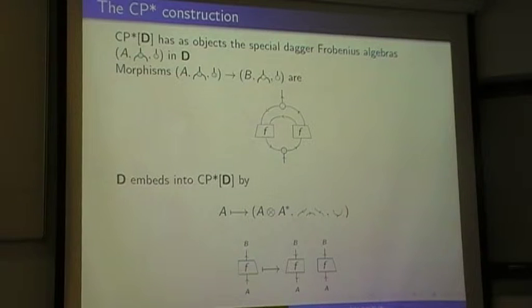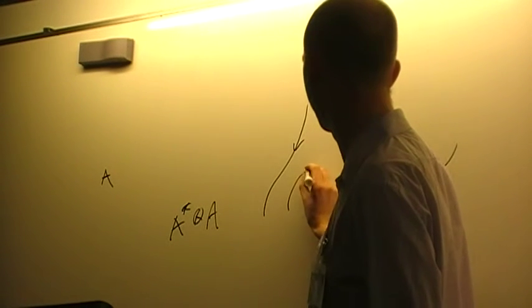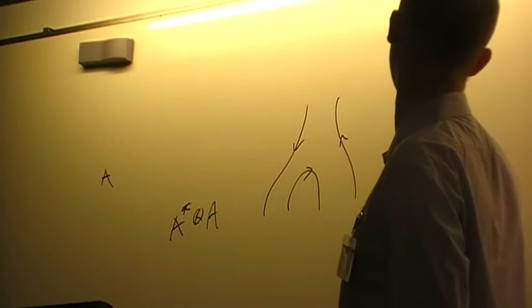And then there are these important Frobenius algebras called pair of pants algebras, where for any object A, we get an algebra on A dual times A, where the multiplication is this, and the unit is this, where I should get the arrows right. Like that.